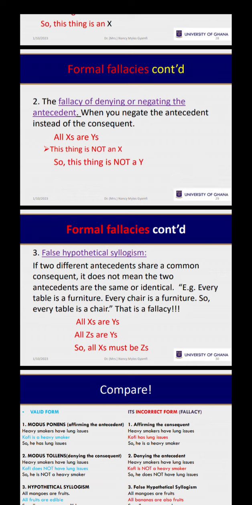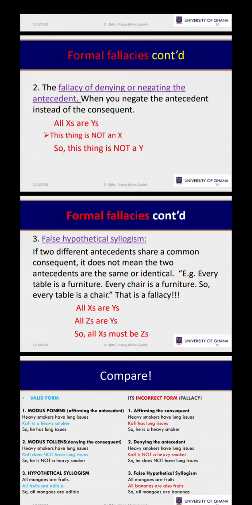Let me give you the formula for the fallacy of negating or denying the antecedent. All A's are B's. This is not A, therefore this is not B. So that is the formula. So all Ghanaians are wise. Okay? All Ghanaians are wise. Kukwa is not a Ghanaian, therefore Kukwa is not wise. That is all about the fallacy of negating or denying the antecedent.